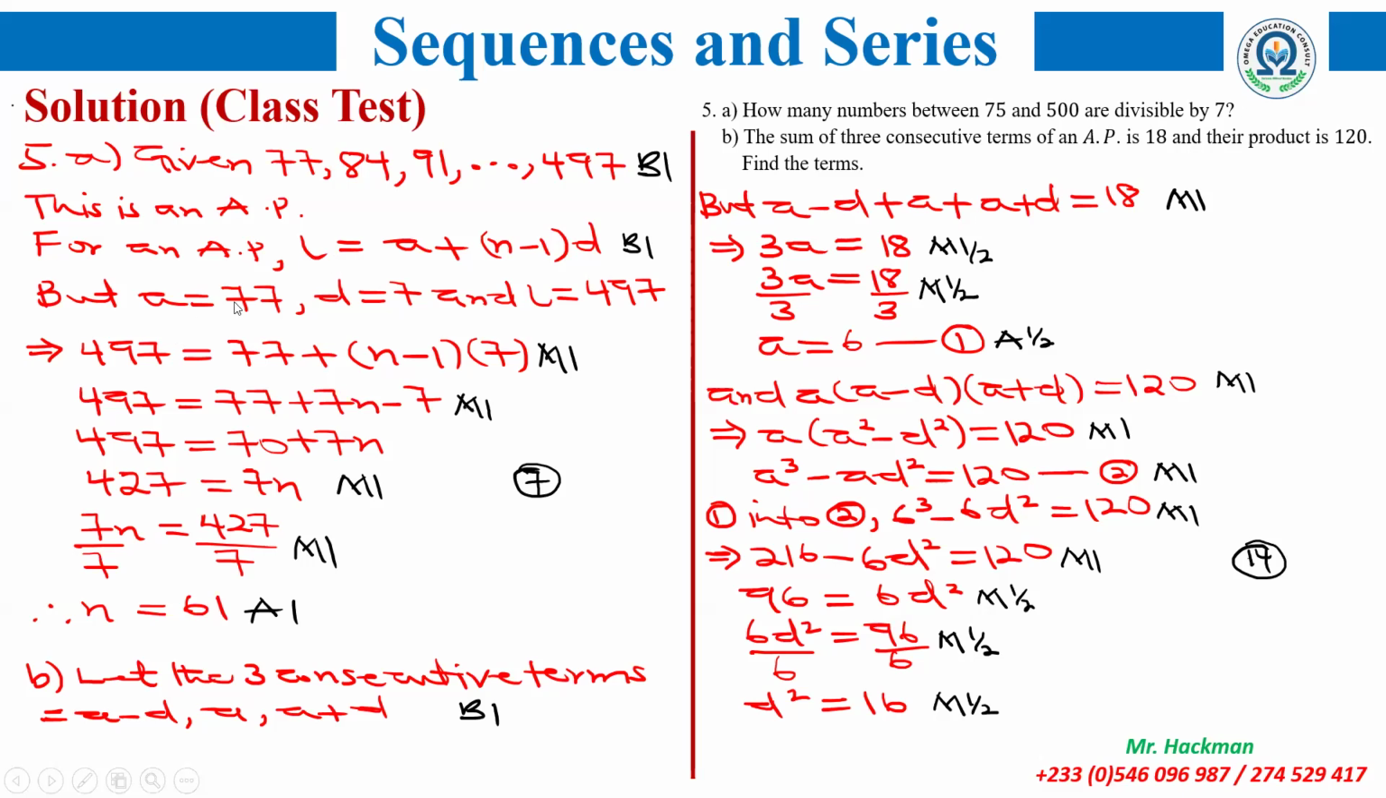So in this case, I can write this implies that, you should have it mentally, but I decided to write it for you to relate. So this implies that L, I know, is 497. That's the last term. A is 77. Your D will be 7, that is the number you are using to divide, or you can still find the difference to be 7. So you substitute, you expand, you simplify, and you get N to be equal to 61. So the number of terms is 61. Is my point well made, my professors?